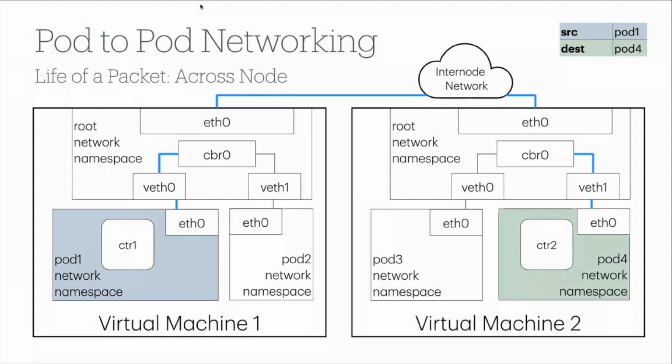That's what I said, right? If it doesn't find it, it will go to eth0, which is the default port of the VM. And after that, the network takes care of it and sends it back to VM2.